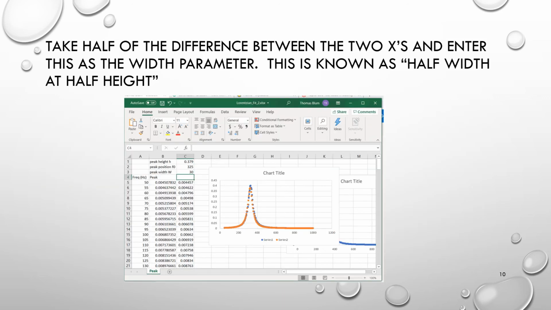In the Lorentzian form, the parameter capital W controls the width, but it's actually what we call the half width at half height. So we measured the 2 points that were about half the height to be 300 and 360. So the width at the half height would be 60, the difference. But we want half of this width, so we wanted 30. So we put that in as the parameter in C3, and now we see that our blue, the data, and our orange, the fit, have a nice agreement. They are now fitting pretty well.